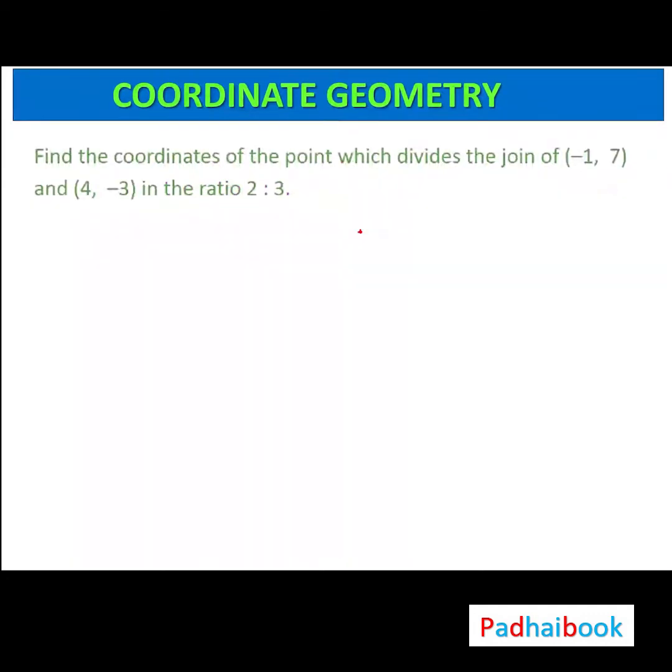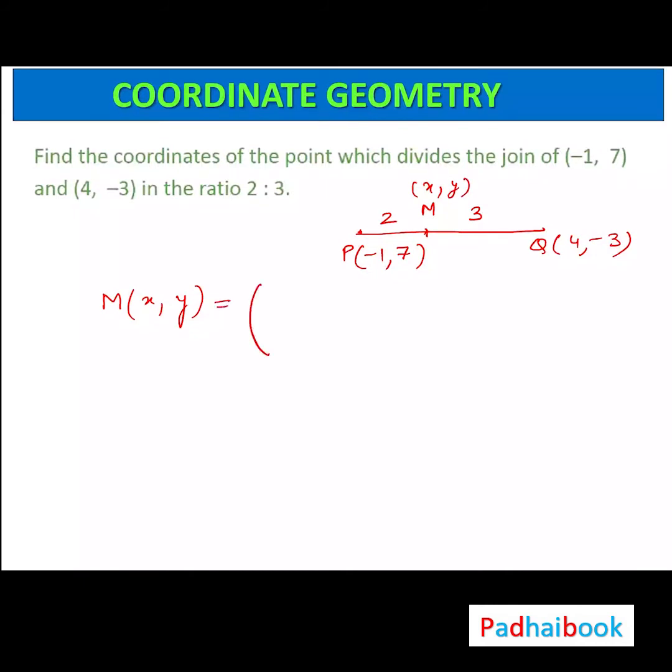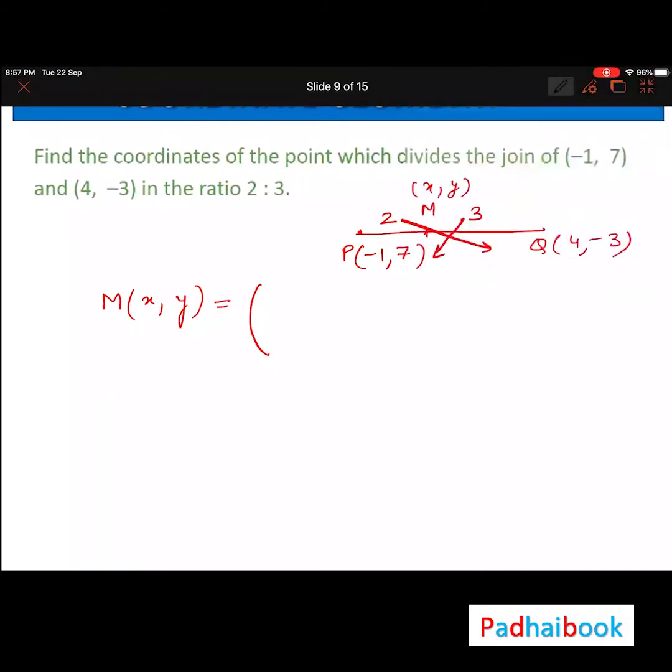So here I am given 2 points. Let me write P with the coordinates (-1, 7) and Q with the coordinates (4, -3), such that the ratio is 2:3. Right? Now instead of writing the formula, I will write the coordinates of the point M, that is (x, y). Now see, I'm going to write directly. Try to understand how I'm writing. I just told you right in the beginning that this will be cross multiplied.